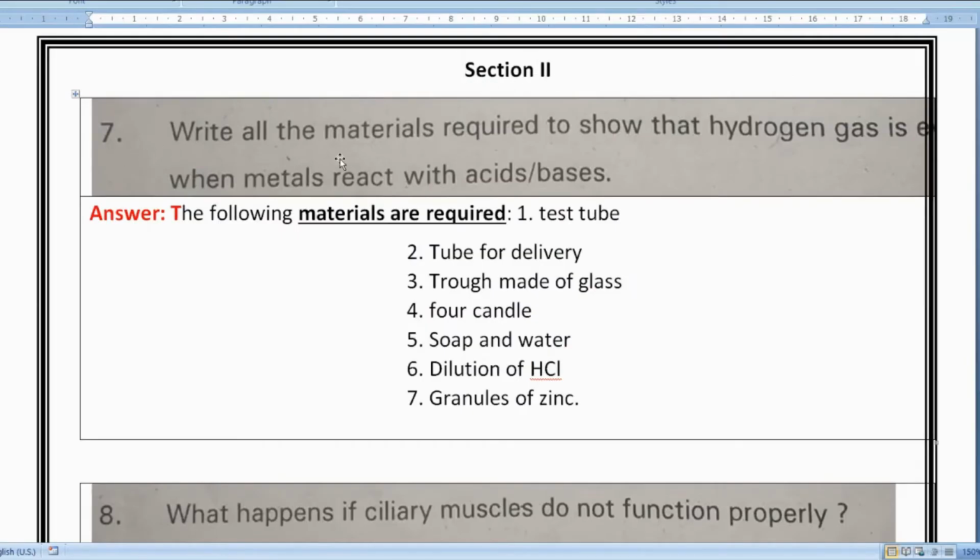Section 2, seventh question. Write all the materials required to show that hydrogen gas is evolved when metals react with acids or bases. So the following materials are required: test tube, delivery tube, trough made of glass, candles, soap and water, diluted HCl and granules of zinc.